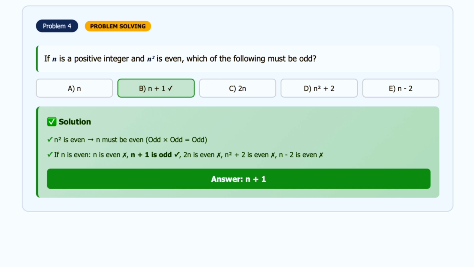If n is a positive integer and n squared is even, which of the following must be odd? If n squared is even, then n itself must be even, because odd times odd is odd, so n cannot be odd. Now check each option. N is even, n plus 1 is odd, 2n is even, n squared plus 2 is even, and n minus 2 is even. So the answer is B, n plus 1.